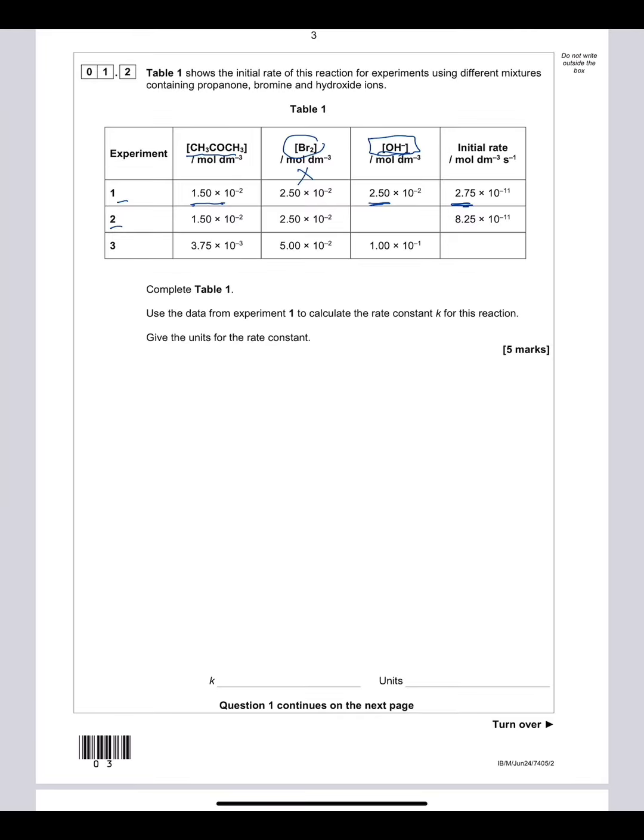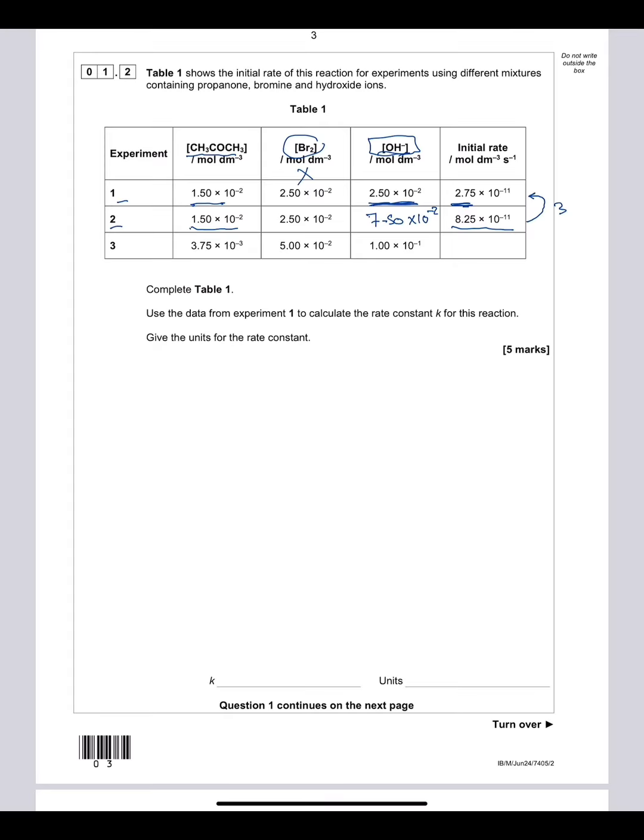Now, in experiment number 2, you can see that the concentration of the ketone hasn't changed and the rate has changed. The rate has increased, and when you find the factor of the increase of the rate by dividing the new rate by the first one, you're going to find that it increased 3 times, meaning the concentration of the hydroxide, because it's first order, also increased 3 times. So you multiply the initial concentration from experiment 1 times 3, and that will give you the initial concentration for the second one. So it's going to be 7.50 times 10 to the minus 2.